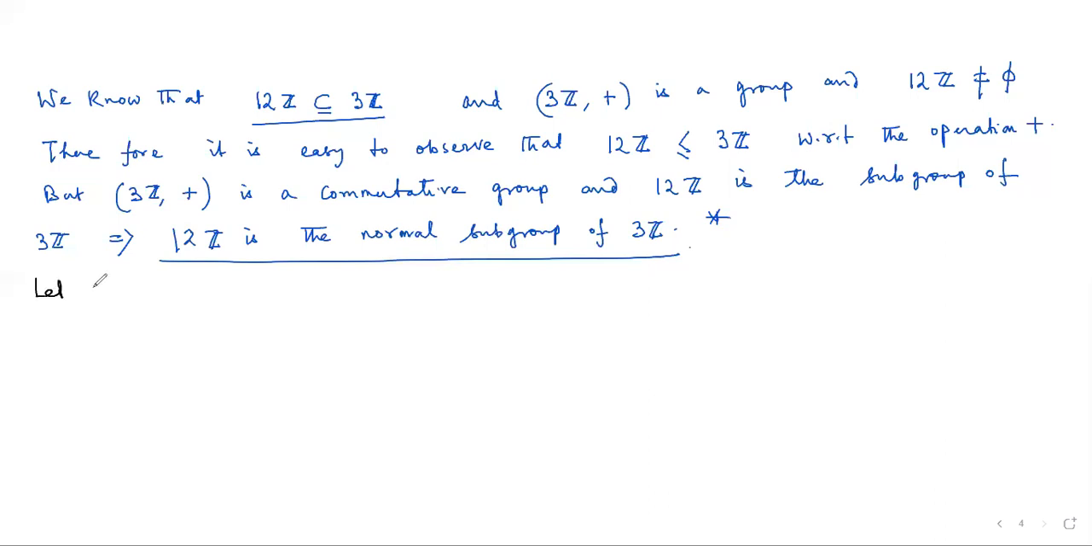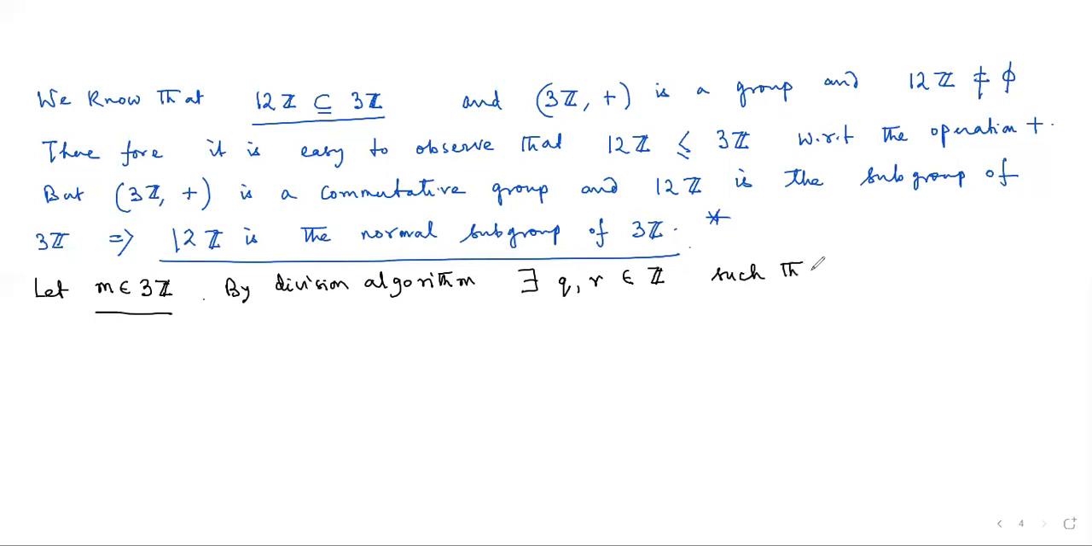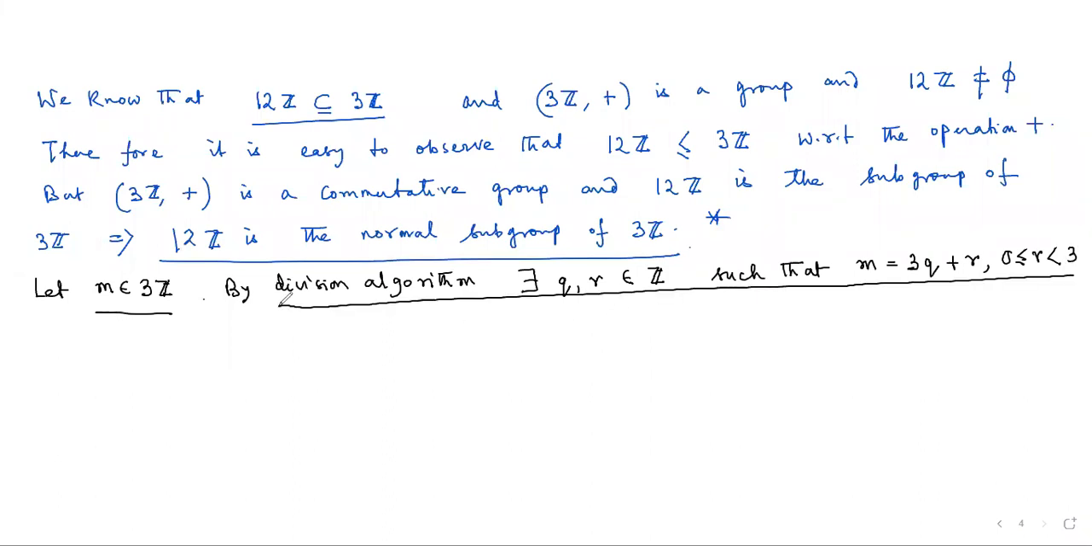Now, the second part, let M belonging to 3Z. I am choosing an element M from 3Z. By division algorithm, which you have done in your school curriculum, there exist two integers Q and R belonging to capital Z, such that this member M of 3Z can be expressed as 3Q plus R, where R will lie between 0 and 3. This is the statement of the division algorithm.